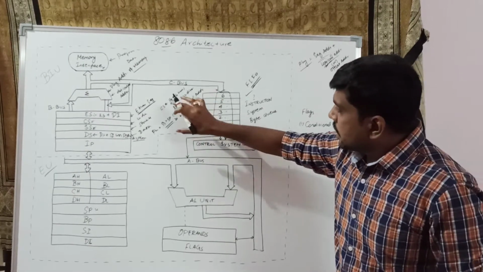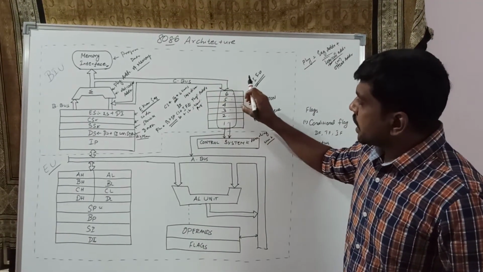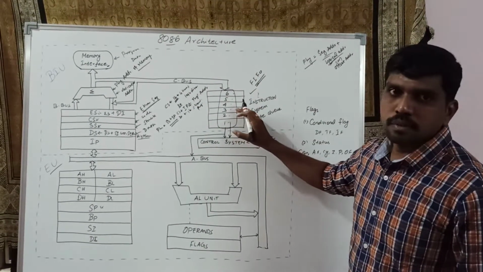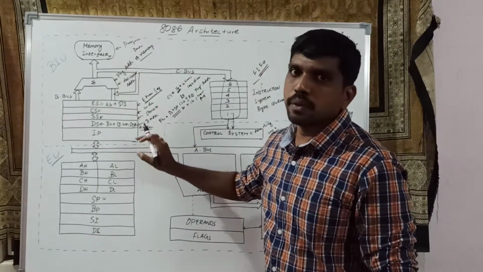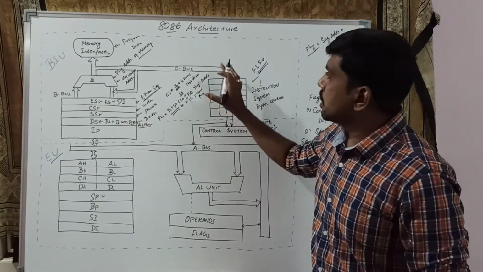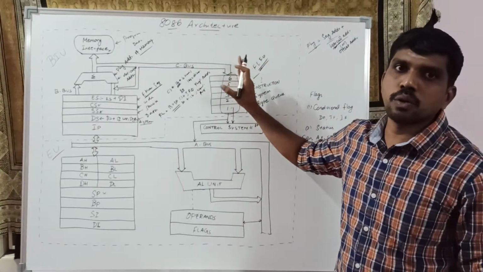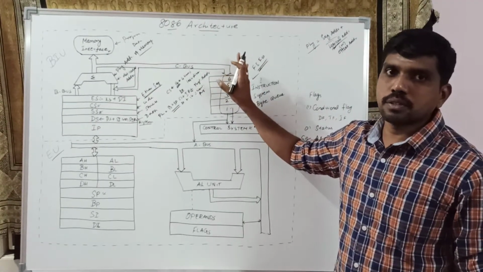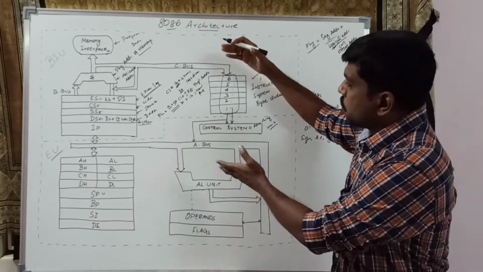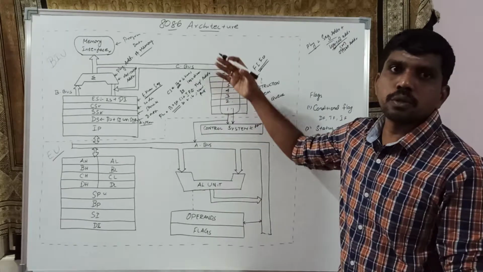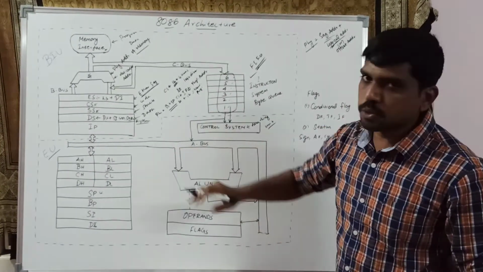In this particular portion we can fetch the instruction. It is an interface with the memory unit. In this particular block no functions are executed, such as addition or logical functions. Suppose you want to execute any functions, you go with this block and transfer the information to this block.